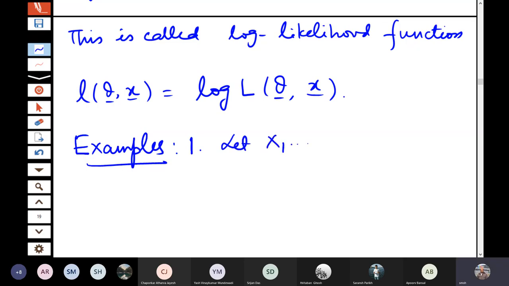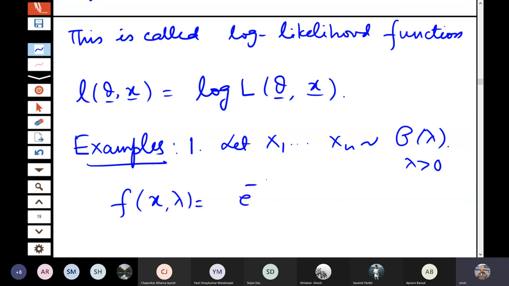Say let us consider x1, x2, ..., xn following a Poisson distribution with parameter lambda. So what is the distribution you remember in the Poisson case? It is e to the power minus lambda, lambda to the power x divided by x factorial, where x can take values 0, 1, 2 and so on.